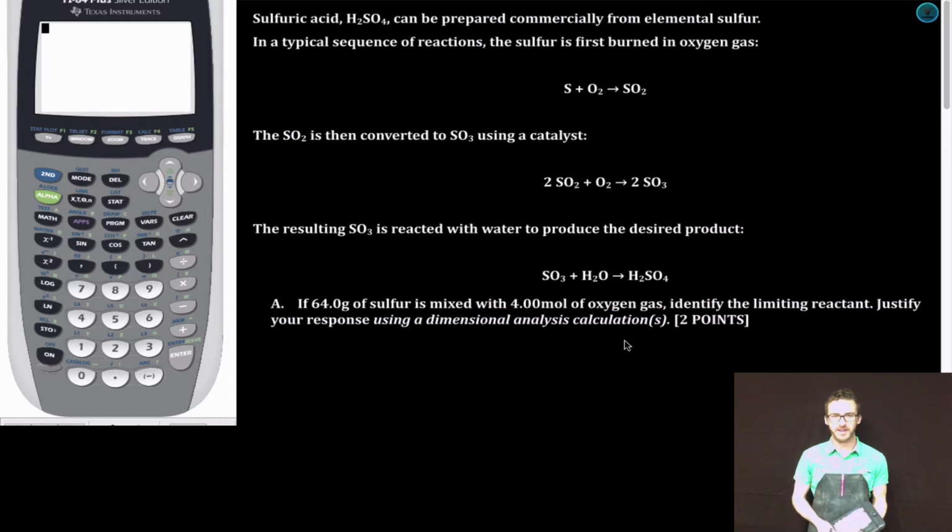H2SO4. Part A. If 64.0 grams of sulfur is mixed with 4.0 moles of oxygen gas, identify the limiting reactant. Justify your response using a dimensional analysis calculation.